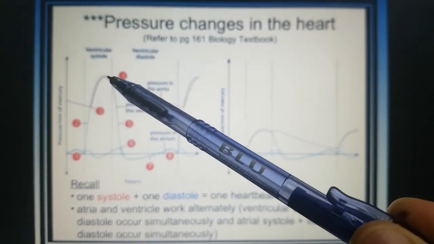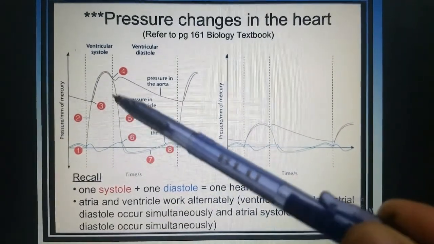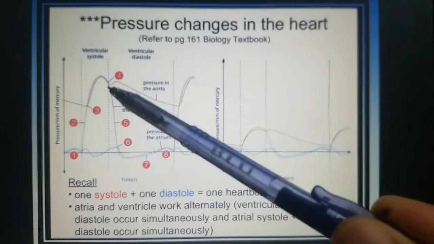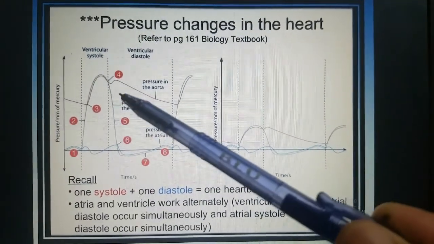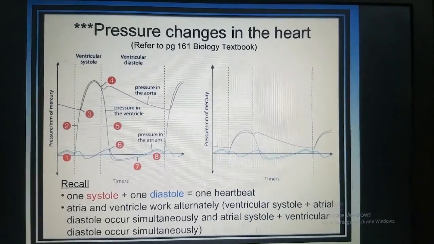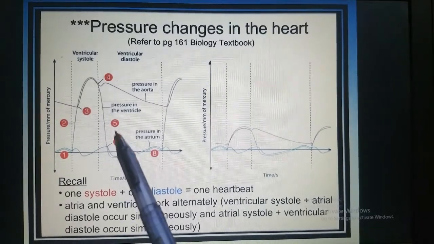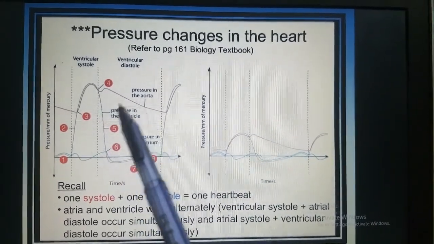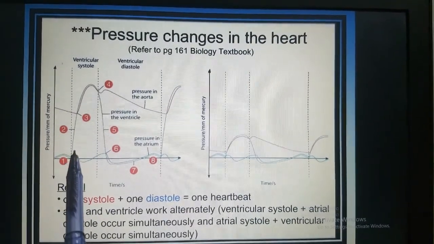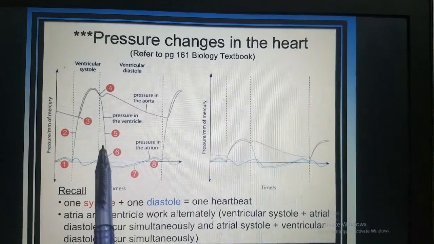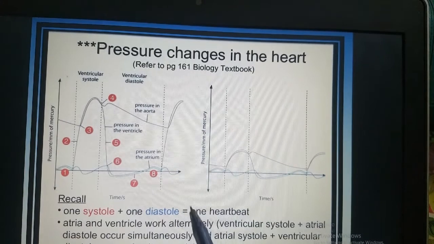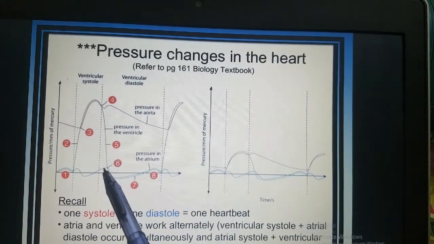Now what is happening here? The pressure drops down in the ventricles. Once again, pressure is going down significantly, and there is a certain point of isovolumetric relaxation. It is just opposite to isovolumetric contraction. This is isovolumetric relaxation. The volume of blood in the ventricle is constant here.